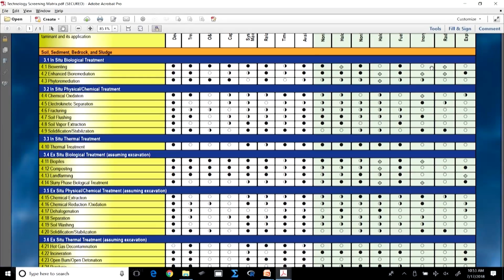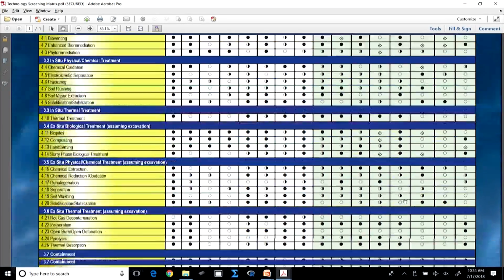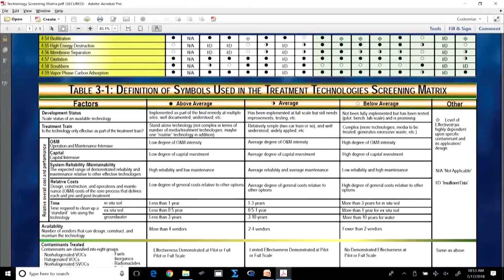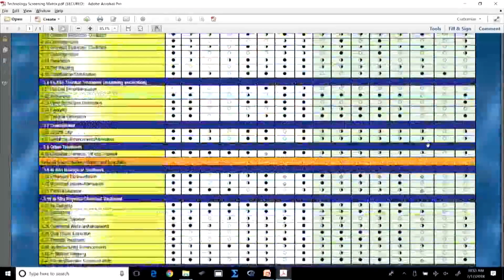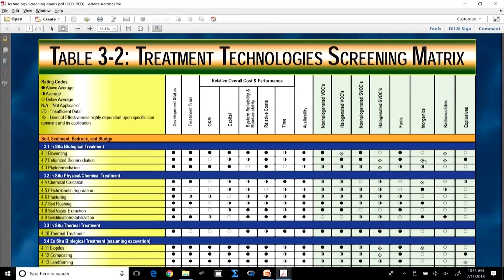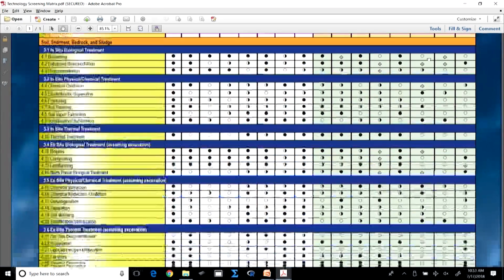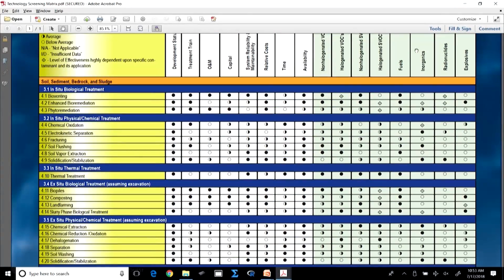Obviously not bioremediation, not enhanced bioremediation, and so on. I am trying to understand what this legend or symbol means. Level of effectiveness highly depends upon specific contaminant, its application or design. So that is what it means when we have this symbol for bioremediation for the inorganics or the heavy metals. So which methods can I screen out or screen in, or choose, when I am looking at remediation of sites contaminated with heavy metals?